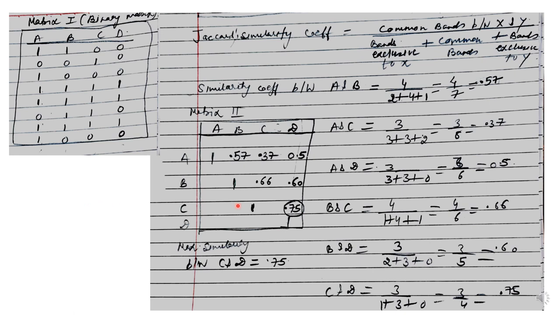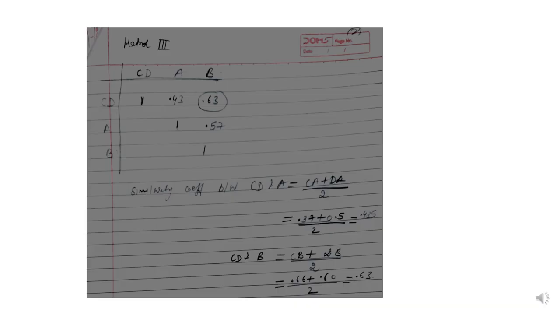So like here we can see that in matrix 2 the highest similarity coefficient is between C and D, which is 0.75. It means that from matrix 2 we have concluded that the highest similarity coefficient is between C and D. So C and D becomes one cluster now, and now we will find out the similarity index of C and D with other cultivars. So here we will take C and D as one cluster, and we will find out the similarity index with other cultivars which are other than C and D. So they are A and B, and in the same manner we will calculate the similarity index.